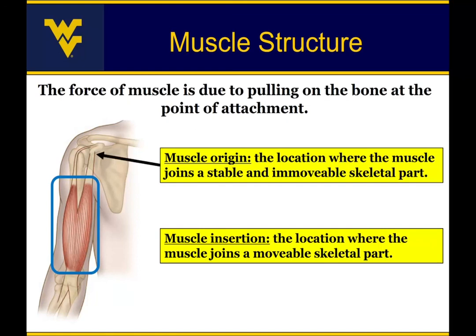At the top of this image, we have the muscle origin. This is the location where the muscle joins a stable and immovable skeletal part. At the bottom of this image, we have the muscle insertion. This is the location where the muscle joins a movable skeletal part.